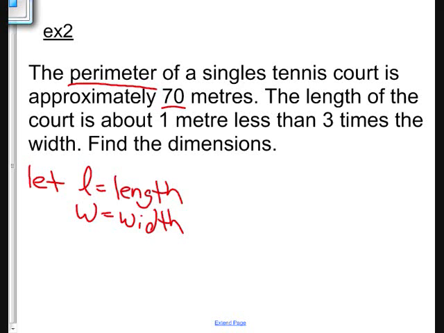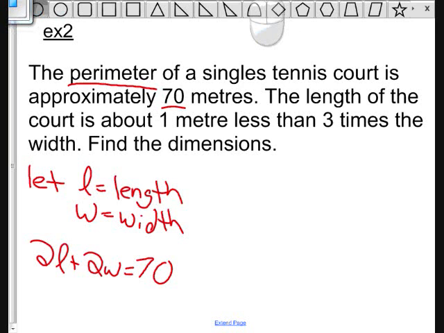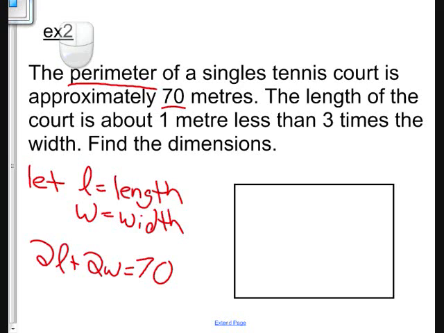W equals width. So if we know the perimeter is 70 meters, how can we write out that equation? 2L plus 2W equals 70. Because if we have a rectangle, we have a length here, a length here, and 2 widths. So to find the distance around the outside, we add all these together.